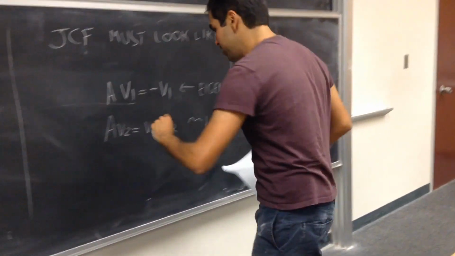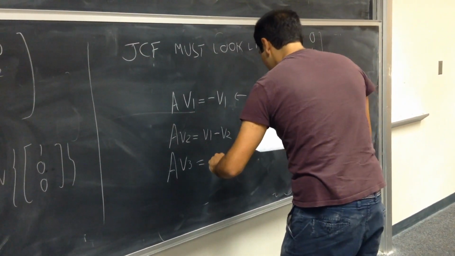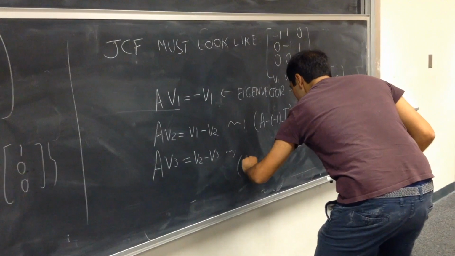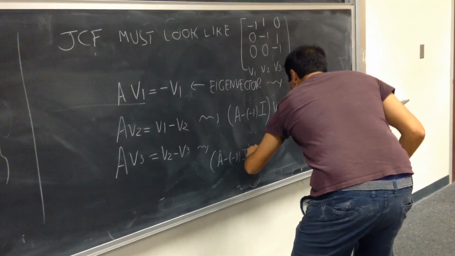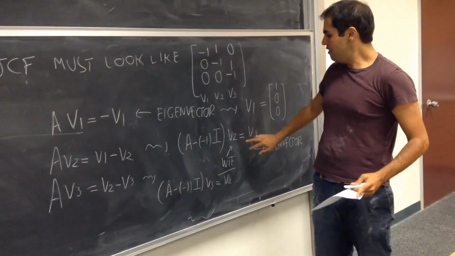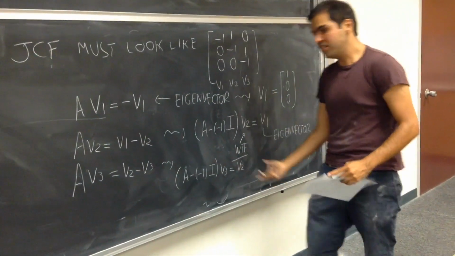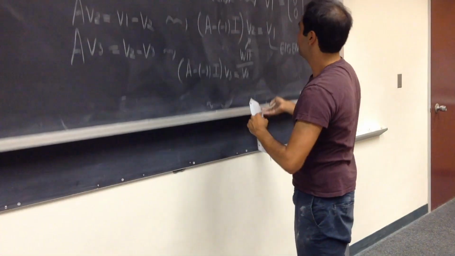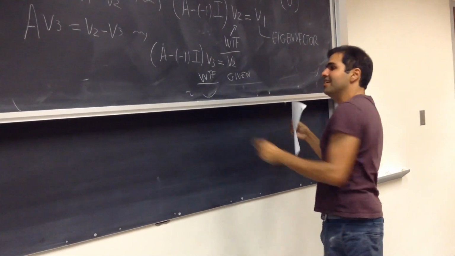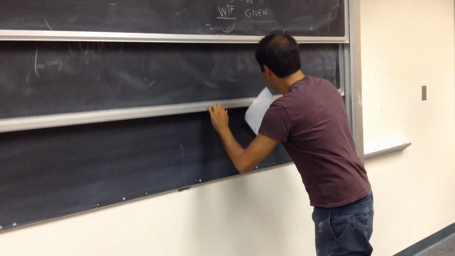What about the last part? Well, it's actually pretty similar. A v3 will become v2 minus v3, which again tells you that A minus (minus 1) I, v3 equals v2. But look, you already know v2 from this equation, which means all you need to do is, again, back solve this equation to find v3. Okay, this is 1 to find, and this is given. So you see, you have to back solve a lot of stuff. And in fact, let's do that.